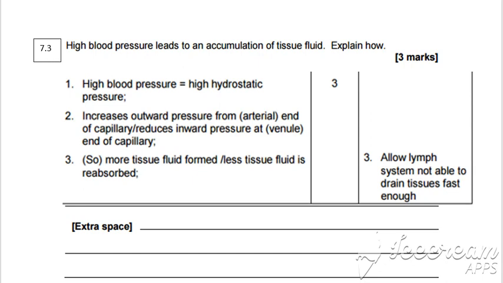So if you've got an increased outward pressure, then this is going to push out and make more tissue fluid, which then means that at the venule end, the inward pressure at the end of the capillary is reduced, and it means that less of that fluid is then reabsorbed. Therefore, you get the accumulation of tissue fluid, because the lymph system is not able to drain the tissues fast enough, and there's not enough fluid being reabsorbed back into the capillary due to the fact that there's been a reduction in the inward pressure at the venule end.